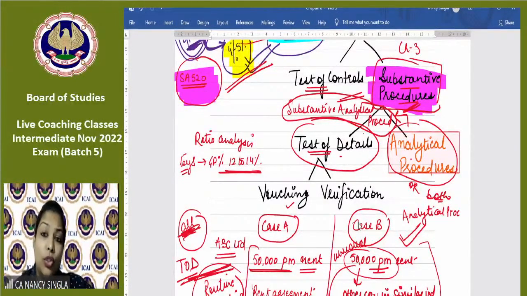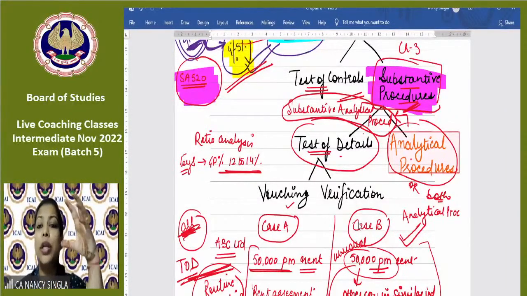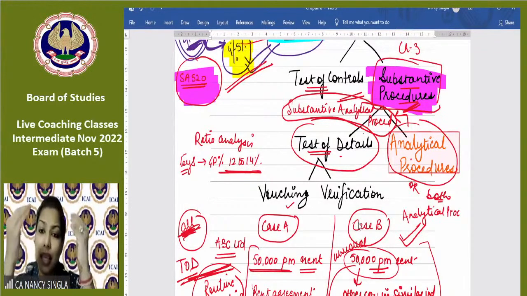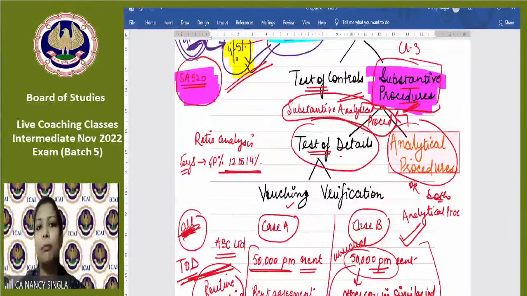Okay? Now, students, if you remember in chapter number 3, when you have understood the topic of assertion, there was a paragraph which explains that the auditor has to give an opinion on the financial statement as a whole. But that is not possible unless and until he concludes on each and every assertion of the financial statement. In simple language, unless and until the auditor checks all the items of P&L, all the items of balance sheet, all the disclosures, he cannot give an ultimate conclusion on the financial statement as a whole.